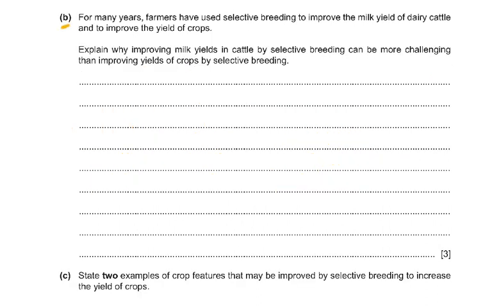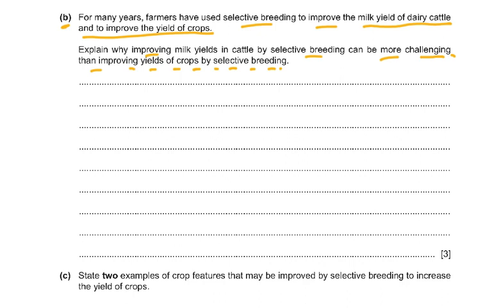Part B: for many years, farmers have used selective breeding to improve the milk yield of dairy cattle and to improve the yield of crops. Explain why improving milk yields in cattle by selective breeding can be more challenging than improving yields of crops by selective breeding. What should come to your mind is that in one situation we are handling animals, improving yield in cattle, and in the other we are just doing crops. So it's very difficult to compare the two. They're two totally different things.